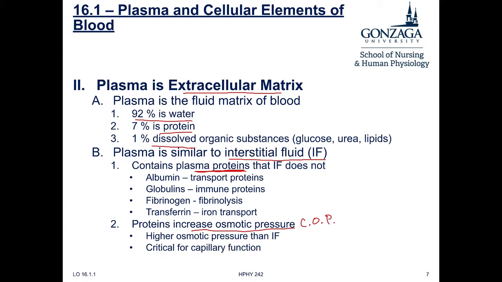Colloid osmotic pressure. It's the pressure due to the presence of proteins in the plasma. So plasma has a higher osmotic pressure than the interstitial fluid, and that results in water leaving the interstitial fluid and being absorbed back into the venous end of a capillary. So it's really important for capillary function and fluid exchange, regulation of fluid exchange.